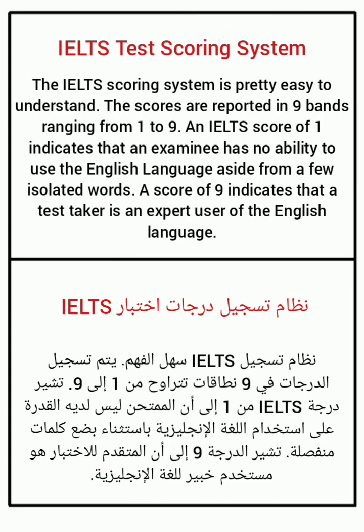IELTS test scoring system. The IELTS scoring system is pretty easy to understand. The scores are reported in 9 bands ranging from 1 to 9. An IELTS score of 1 indicates that an examinee has no ability to use the English language aside from a few isolated words. A score of 9 indicates that a test taker is an expert user of the English language.